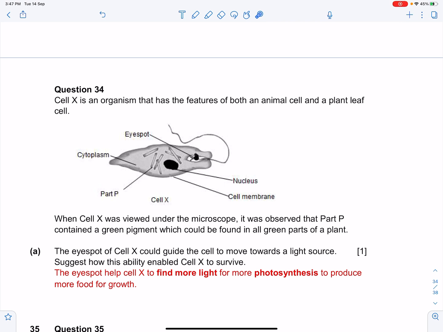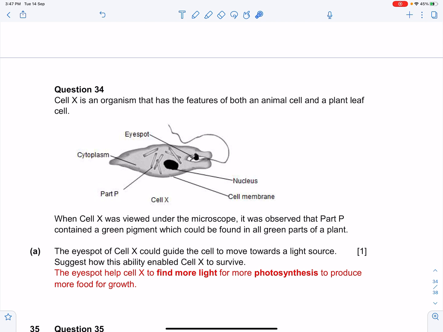So as you can see, this type of question is not something that you commonly see, but it can be related to what you have already known. So the fact that you know that it has chloroplast means that it can photosynthesize. And in photosynthesis, you need light. So if it has an eye spot that is able to spot light, it will increase the amount of light for more photosynthesis to take place.